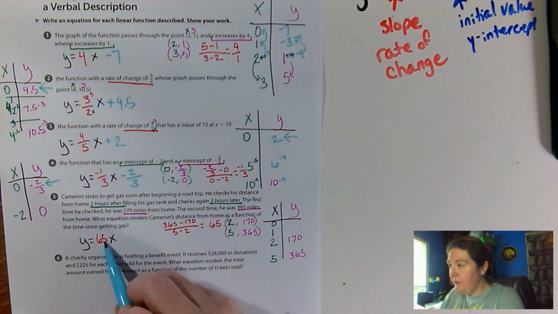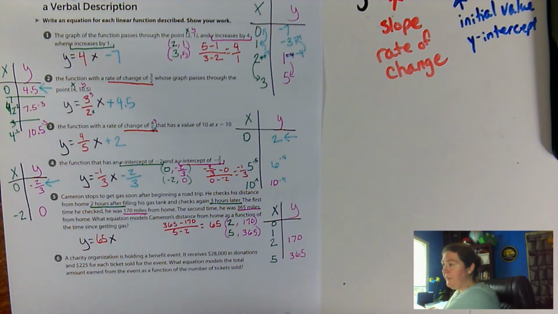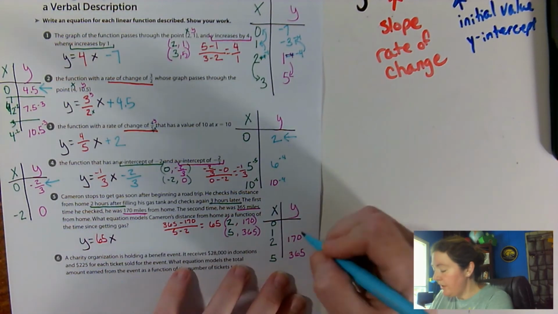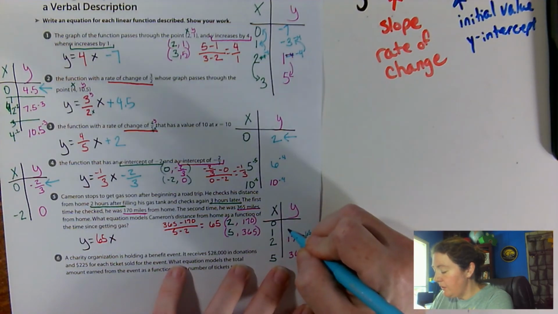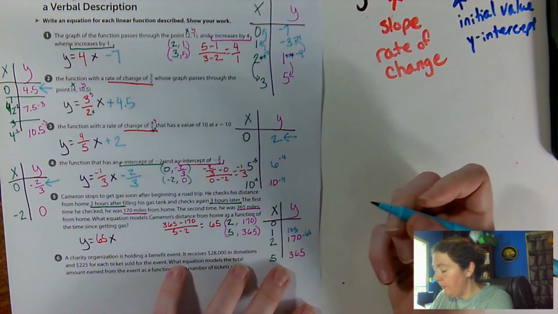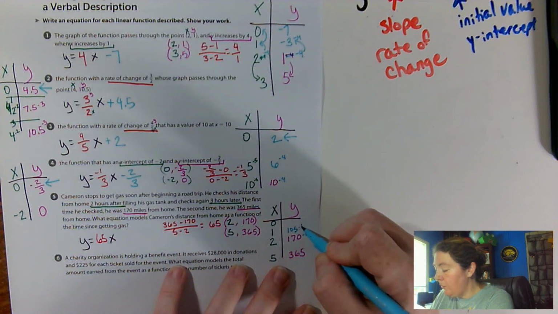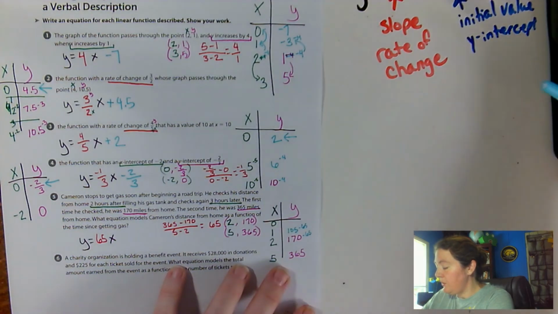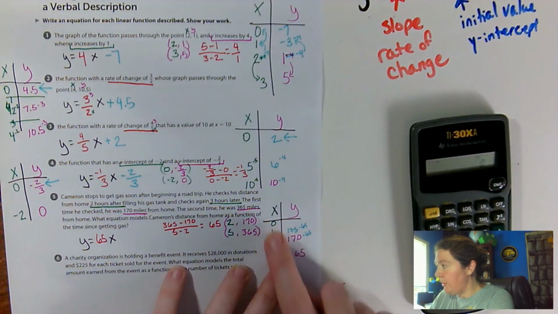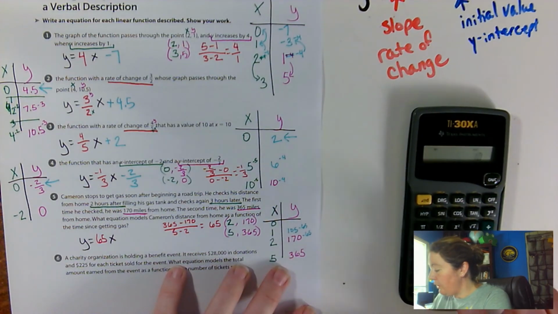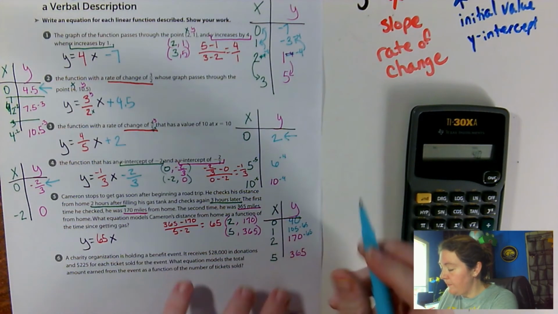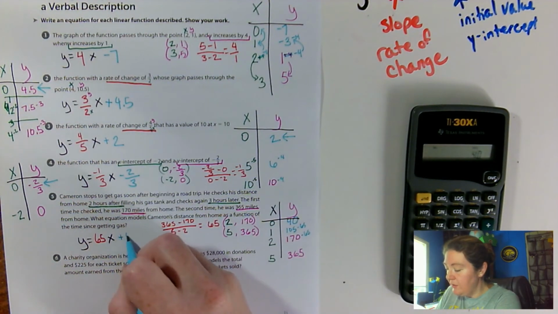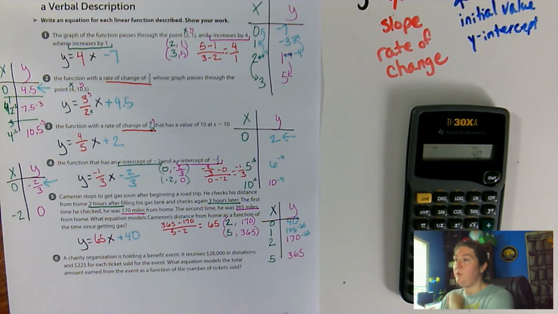I know my rate of change is 65, so I'm going to take 170 and subtract 65. That's going to give me 105. And then I'm going to do it one more time to take me to my 0. So 105 minus 65 gives me 40. And that is my starting point. That is my y-intercept.